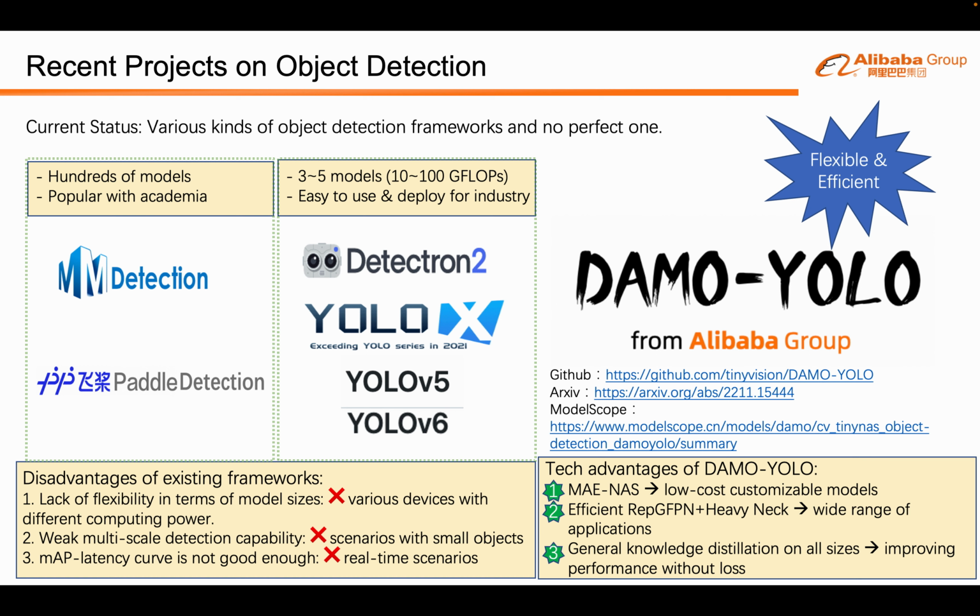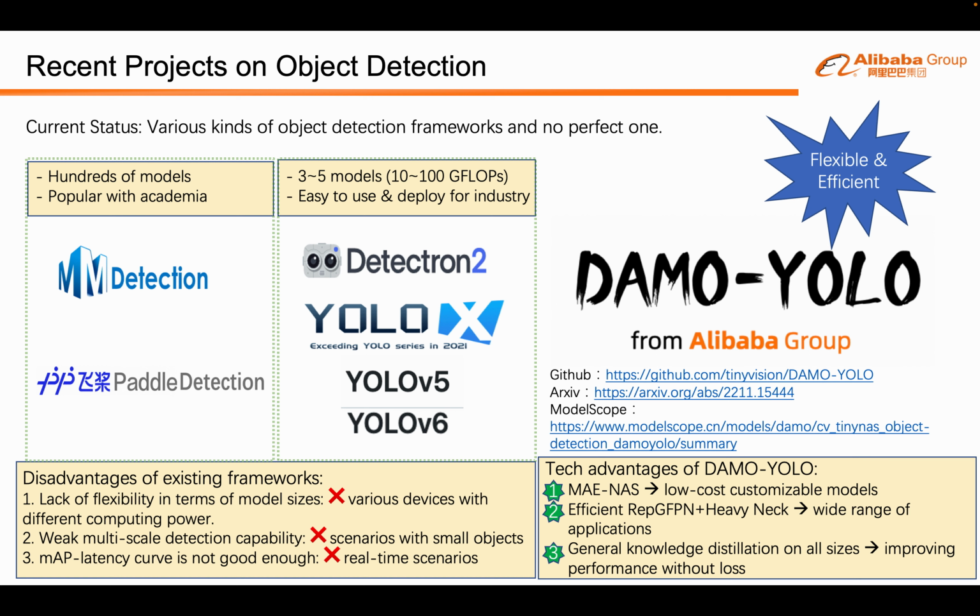Number two, they have weak multi-scale detection capabilities, especially for small objects. It makes their application scenarios very limited. For example, object detection for drones requires higher performance on small objects, which does not accept detection methods with poor detection capability on them. Number three, their mAP-latency curves are not good enough. So when they want faster models, they would get models with a much worse performance at the same time. It makes these models hard to satisfy real-time scenarios.